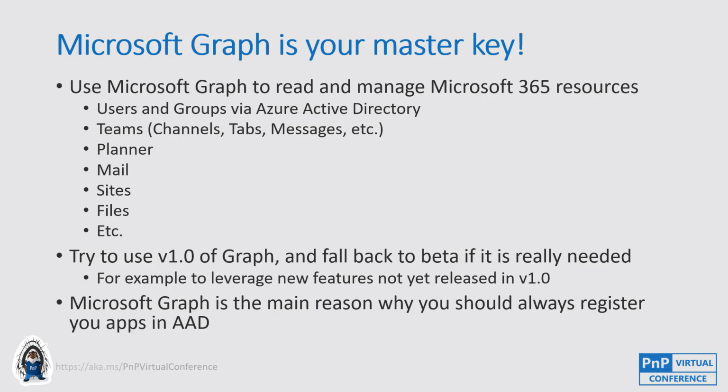Keep into account that the V1 version of the Graph is the released one, the production one. You can always fall back to the beta if you really need to use something which is not available yet in the V1, but in theory, the beta endpoint is not production ready, so keep it into account. And using the Microsoft Graph is the main reason why, in my opinion, you should always register your applications in Azure Active Directory in order to be able to access Microsoft Graph in the backend.